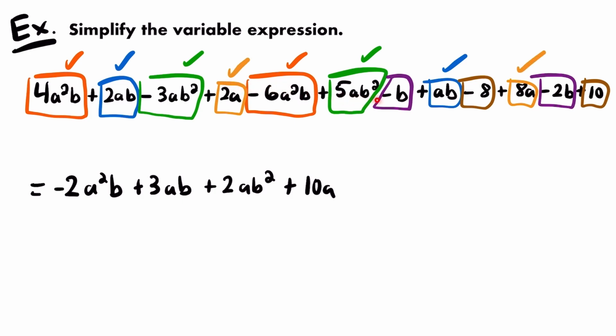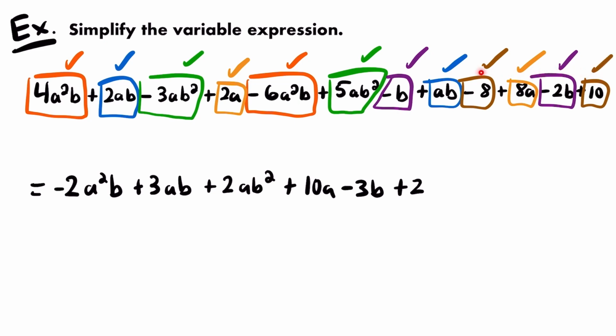And then moving on over here, we have negative b and negative 2b. Adding those coefficients, we have negative 1 and negative 2, which together is negative 3. So we have minus 3b. And now we can check those off. And then finally, we're just left with negative 8 and 10, which are our constant terms. Negative 8 plus 10 is 2. So we have plus 2 on the end there, and we can check off those terms.